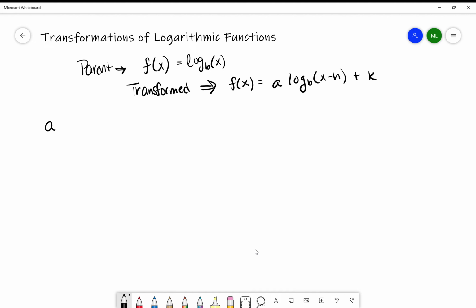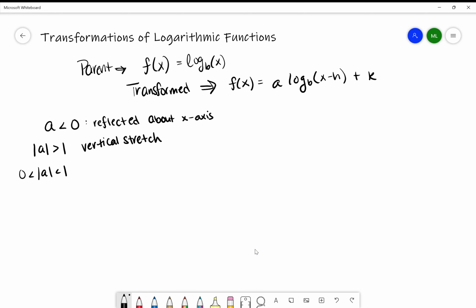So if a is less than 0, this is reflected about the x-axis. Then if the absolute value of a is greater than 1, then we have a vertical stretch happening. And if the absolute value of a is in between 0 and 1, then this is a vertical compression.